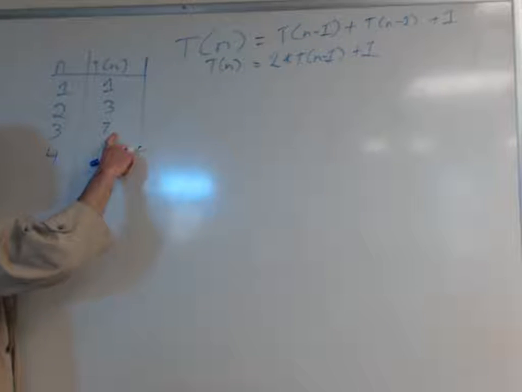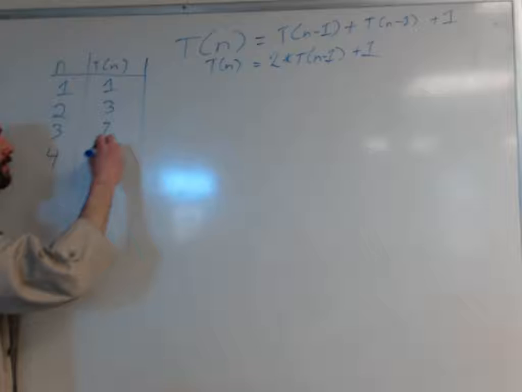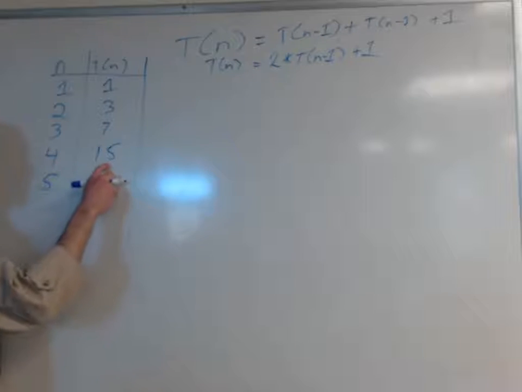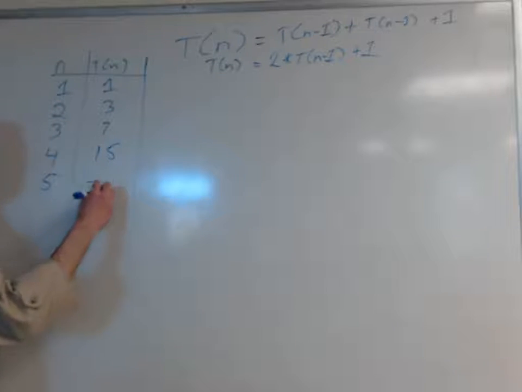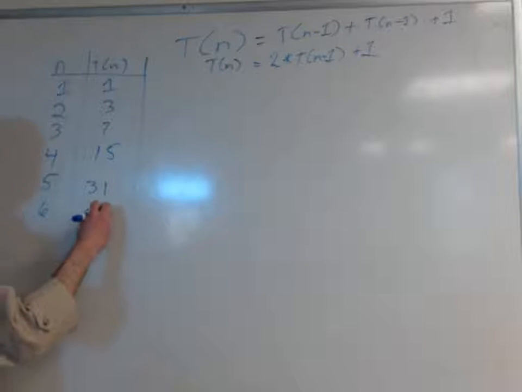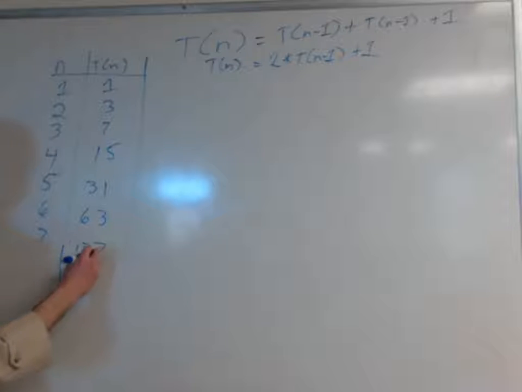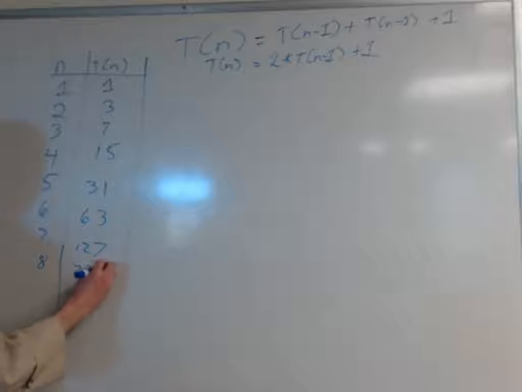Hopefully you found the pattern. You take this, multiply it by 2, add 1. 5: multiply by 2, add 1. Multiply by 2, add 1. And we'll do it one more time. This should be 127. Actually, I'll do it again, just for fun. 255.